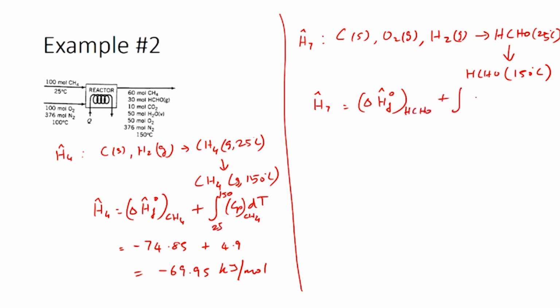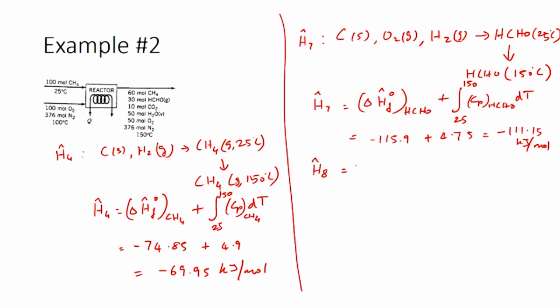plus integral Cp dt, where Cp of formaldehyde has to be used, and temperature range is from 25 to 150 degrees Celsius. Using the tables, you will be able to get the values for heat of formation and for the Cp of formaldehyde. Substituting these, we can get H7 cap as minus 115.9 plus 4.75, which is equal to minus 111.15 kilojoules per mole.